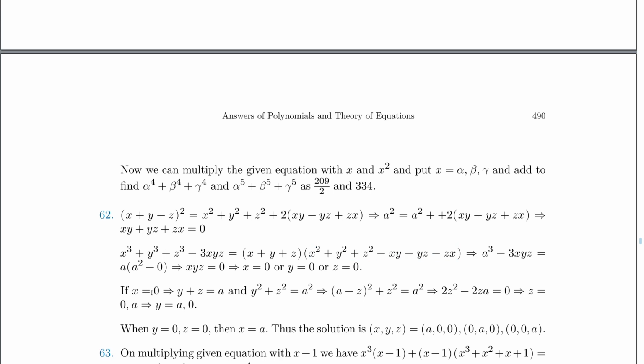If we substitute x is equal to 0, y plus z becomes a, and y square plus z square is equal to a square, which is equal to (a minus z) whole square plus z square is equal to a square. Okay, because from here we substitute y is equal to a minus z. So that means 2z square minus 2za is equal to 0. That is z is equal to 0. That is the only value which will satisfy. And that implies y is equal to a, comma, 0.